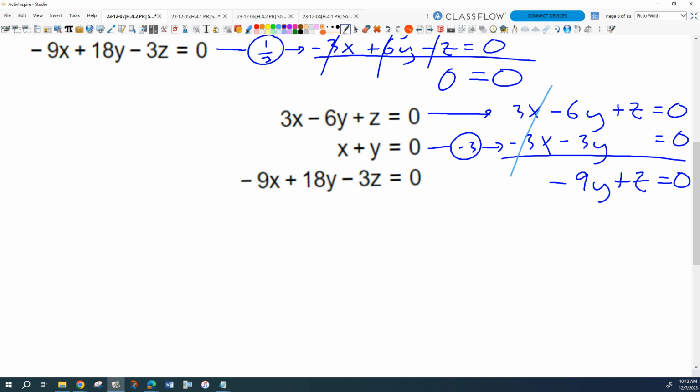Second and third ones. So what happens if we use the second and third ones now? What are we going to multiply stuff by? By 2. This one by 2?